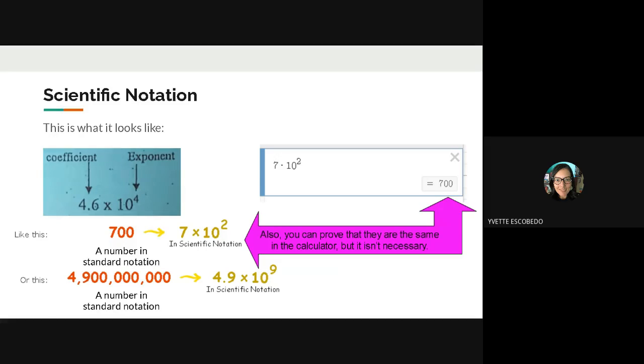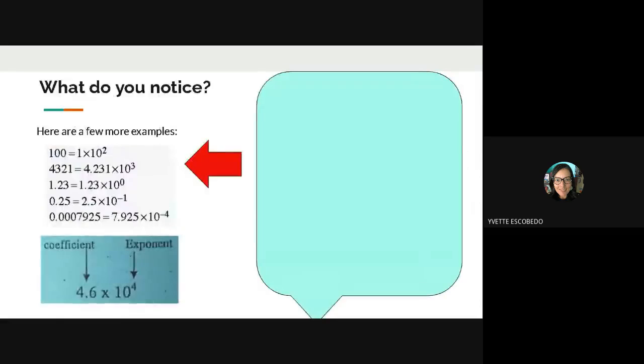So the whole point of doing this is so that you don't have to write all those zeros, especially as the number keeps growing or shrinking. So what do you notice? Look at these examples. The first one says 100. If I write that standard 100 number in scientific notation, it becomes 1 times 10 to the second power. The next one is 4,321. If I write that in scientific notation, it becomes 4.321 times 10 to the third power, and so on.